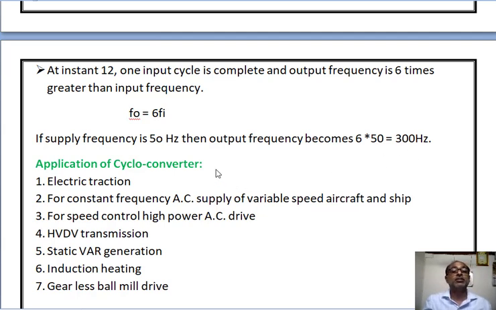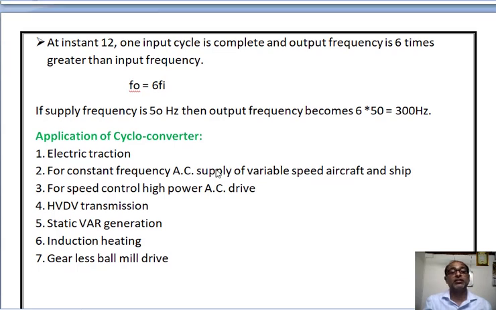Now, applications of the cycloconverter. It is used in electric traction. It is also used to achieve a constant frequency AC supply for variable speed aircraft and ships. Third, it is also used for speed control of high power AC drives. Fourth, it is also used in high voltage DC transmission lines. It is also used in static VAR generation. Another application is induction heating. And seventh, gearless ball mill drives.